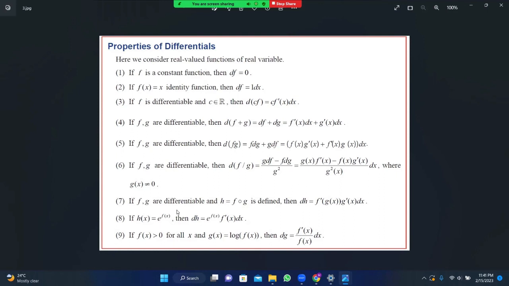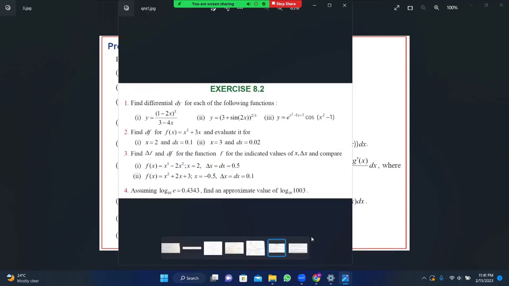Now for composite functions, that is, if f and g are differentiable and h is equal to f of g, then dh is equal to f prime of g x into g prime of x dx. So this is like the chain rule of differentiation. Eighth and ninth deal with exponential and logarithmic functions, which is a special case. So following this, we look at the questions.